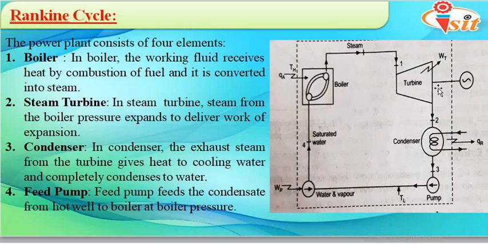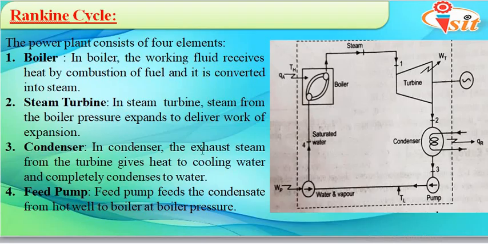So here whatever mechanical energy is obtained from the turbine is fed to the generator, where the mechanical energy is converted into electrical energy. So this WT represents the amount of work which will be obtained from the turbine. That is the mechanical energy.